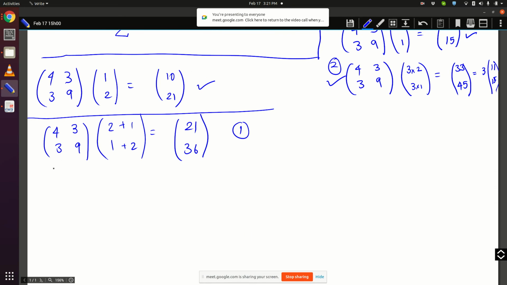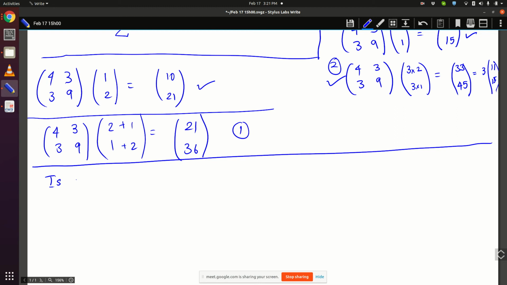So this is for the math department. Is every linear transform similar to matrix multiplication? See, you understood the idea, right? So every matrix multiplication I could show is a linear transform. I am asking, take a linear transform, is it the same as matrix multiplication?